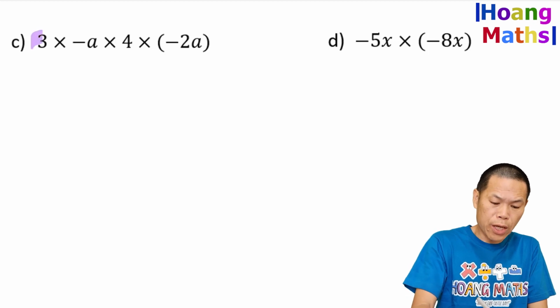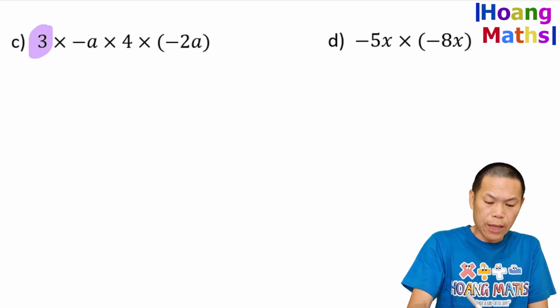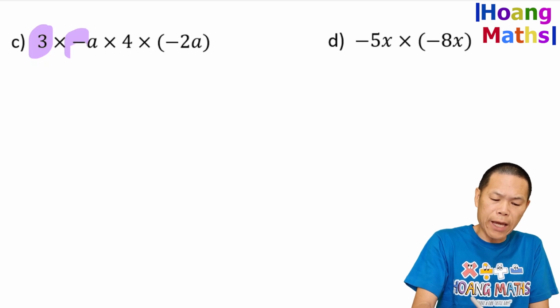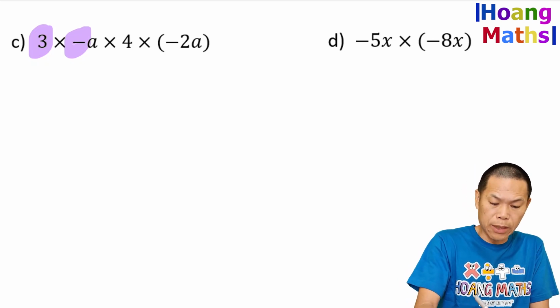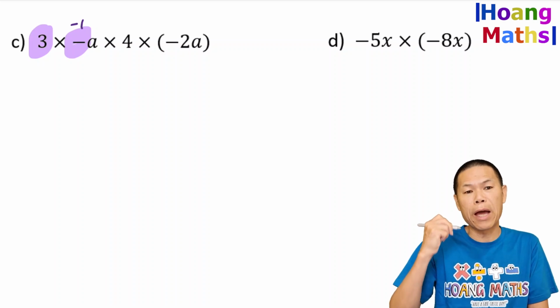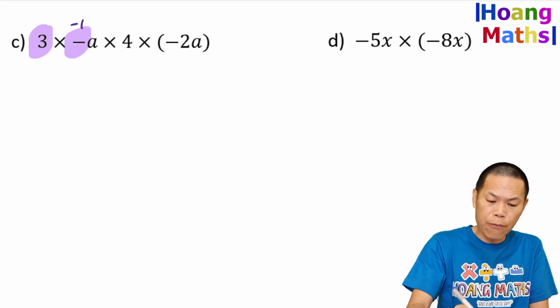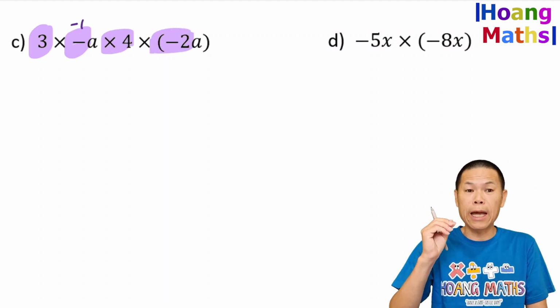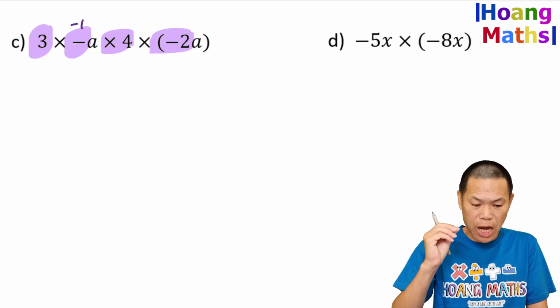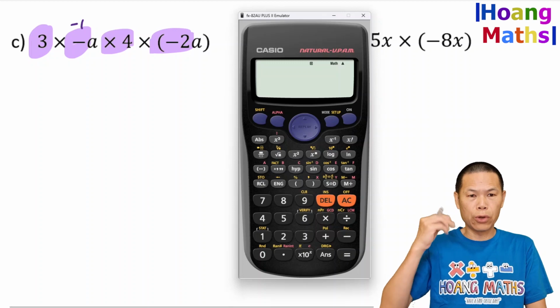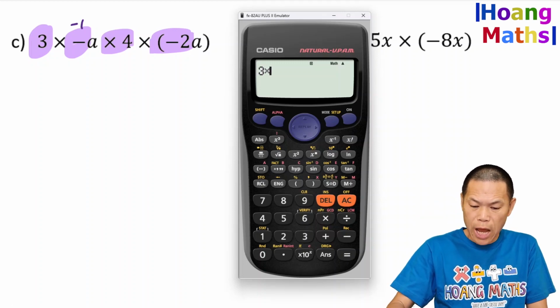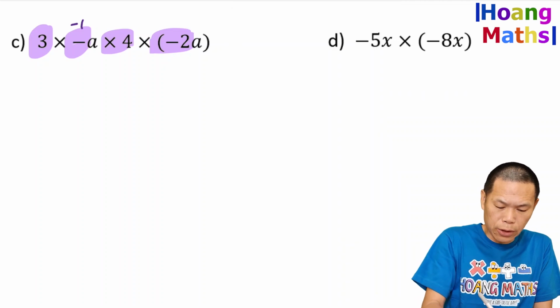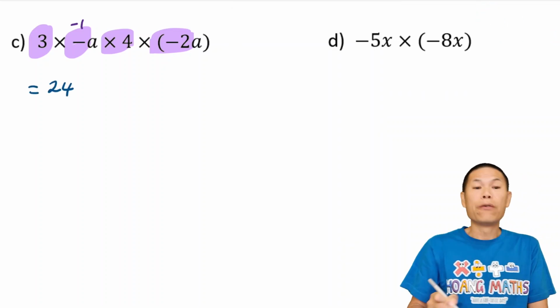So we have 3 and then the negative a. It means the number in front of a is -1, because -1 times a is -a. And then we have 4 and then we have -2. We times them together, so we put in a calculator 3 times -1 times 4 times -2. So 24. So the answer is 24 for numbers.